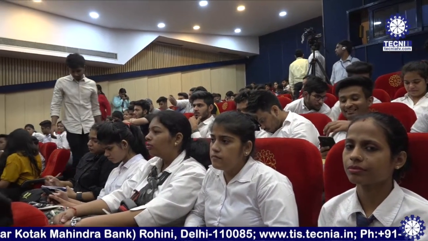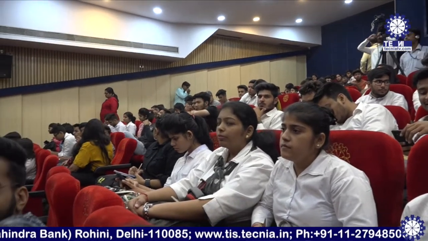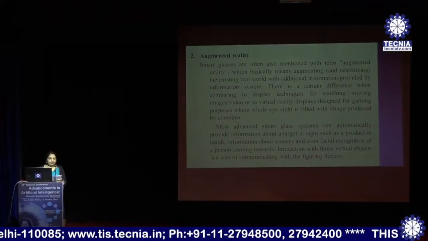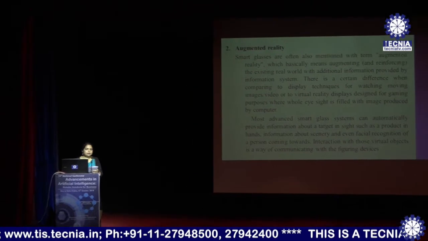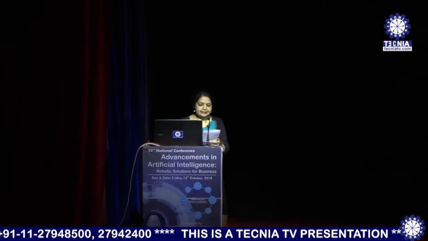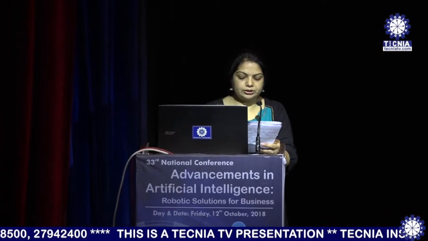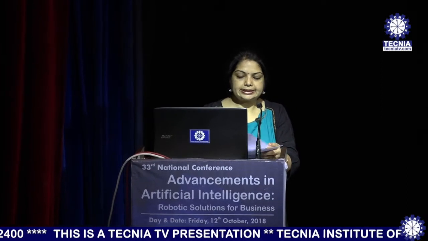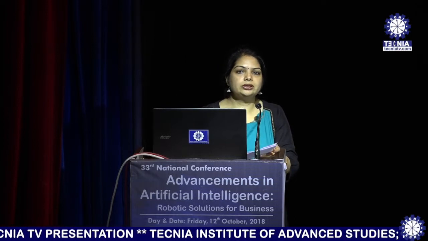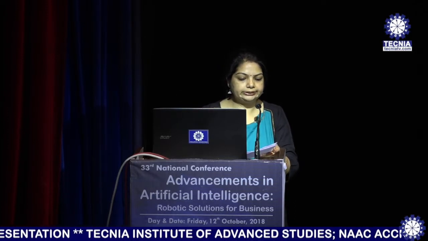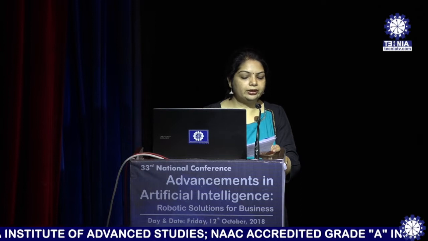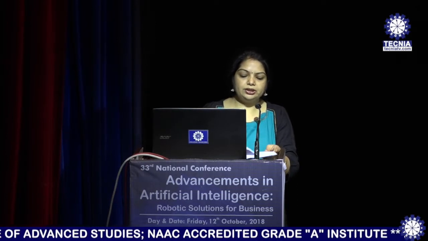Next one is augmented reality. Smart glasses are often mentioned with augmented reality, which basically means augmenting the existing real world with additional information provided by the information system. Most advanced glass systems can automatically provide information about a target in sight, such as a product in hand, information about the scenery, or even the facial recognition of a person coming towards you. Interaction with those virtual objects is a way of communicating with the computing objects. Next one is diminished reality.